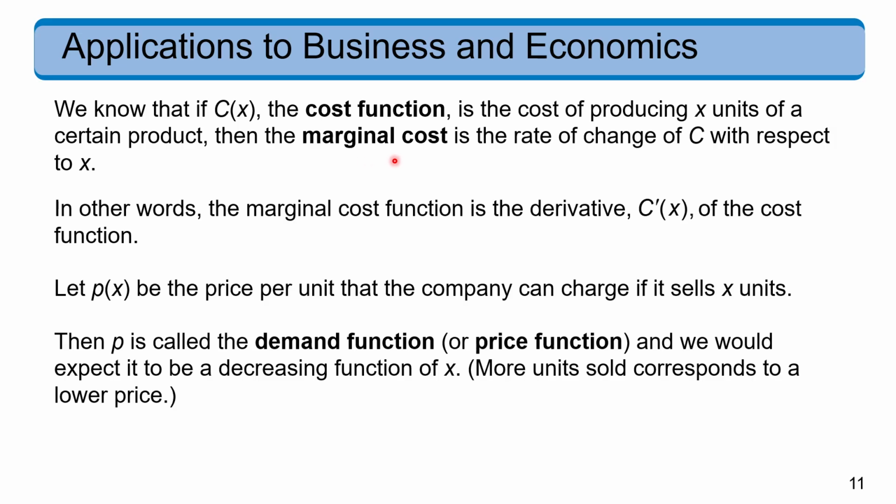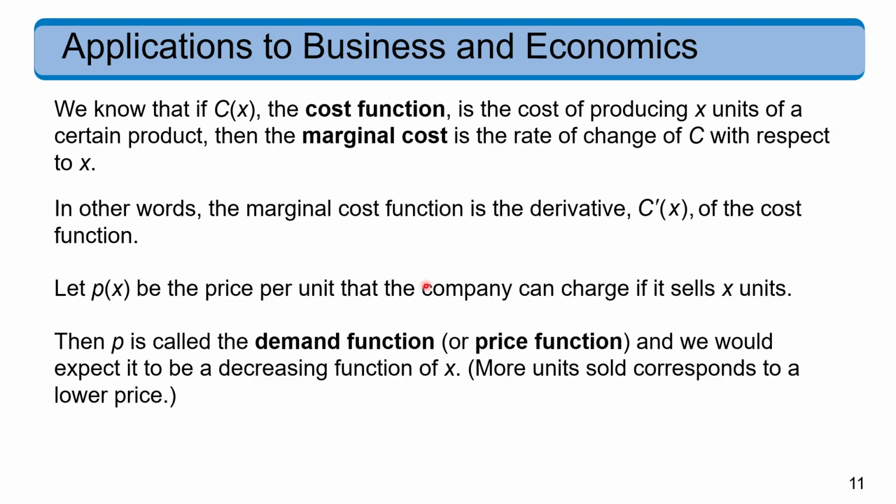So marginal cost is the rate of change of cost with respect to the number of units. Rate of change, we know, is the derivative. So the marginal cost can be found by finding the derivative of the cost function.